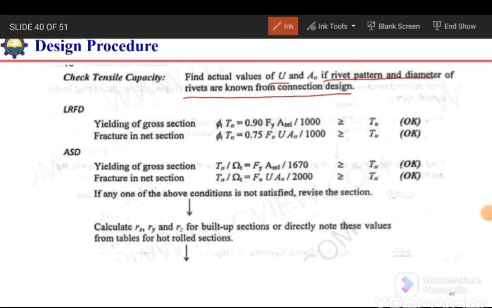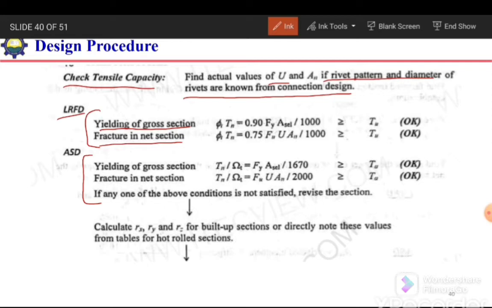Okay, so next comes the capacity analysis. So we will use the LRFD design method to calculate its capacity corresponding to yielding of gross section and fracture in the net section. In this video, I will not cover the ASD method. The approach is the same in case of ASD, the only difference is we apply the factor of safety on strength instead of loads, and the factors of safety are different from the LRFD method.